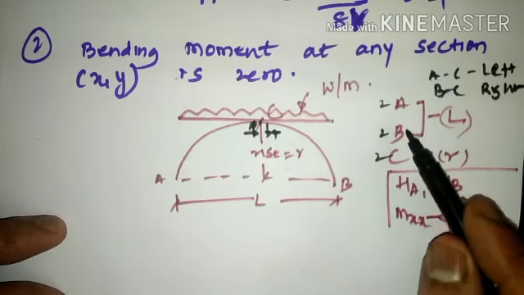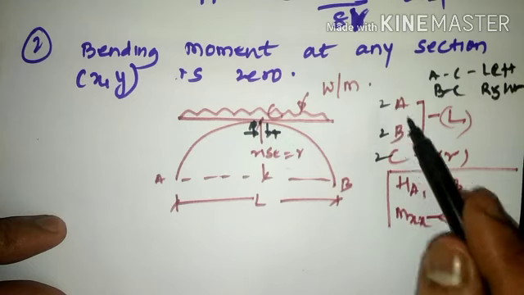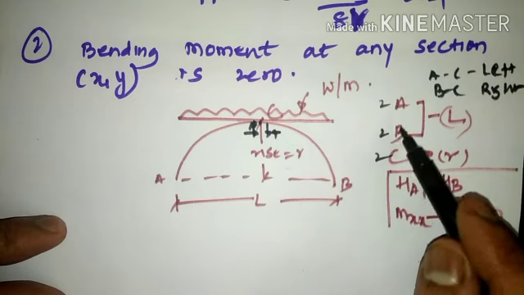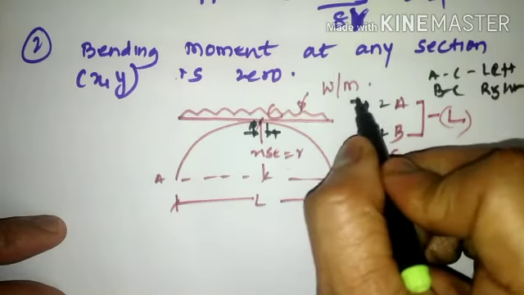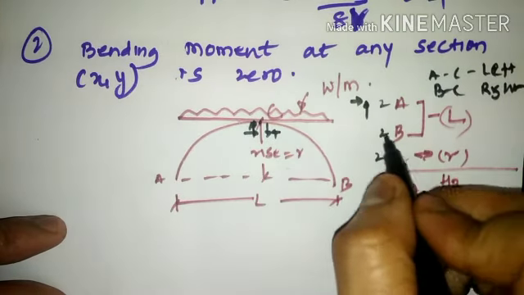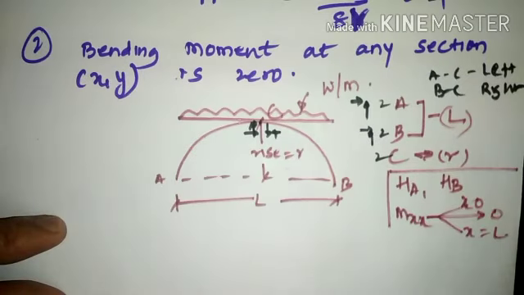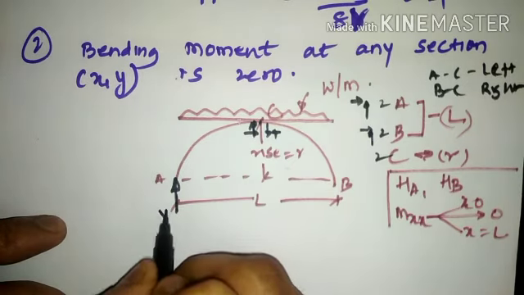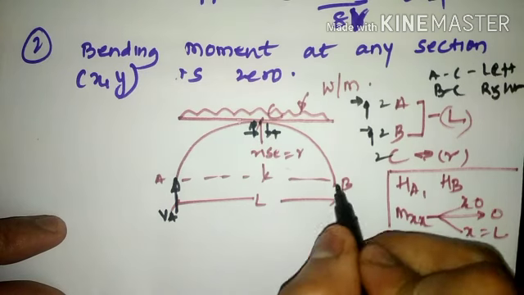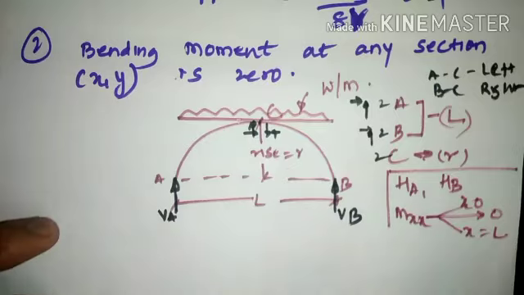If we represent the reactions at A and B, we need to show two reaction components at A and two at B. Since it is a hinge support, it will have a vertical reaction force component and a horizontal reaction force component. Likewise, a vertical and a horizontal component at B. If we represent the forces here, this will be VA acting upward. Likewise, VB will be acting upward because the UDL is in the downward direction.